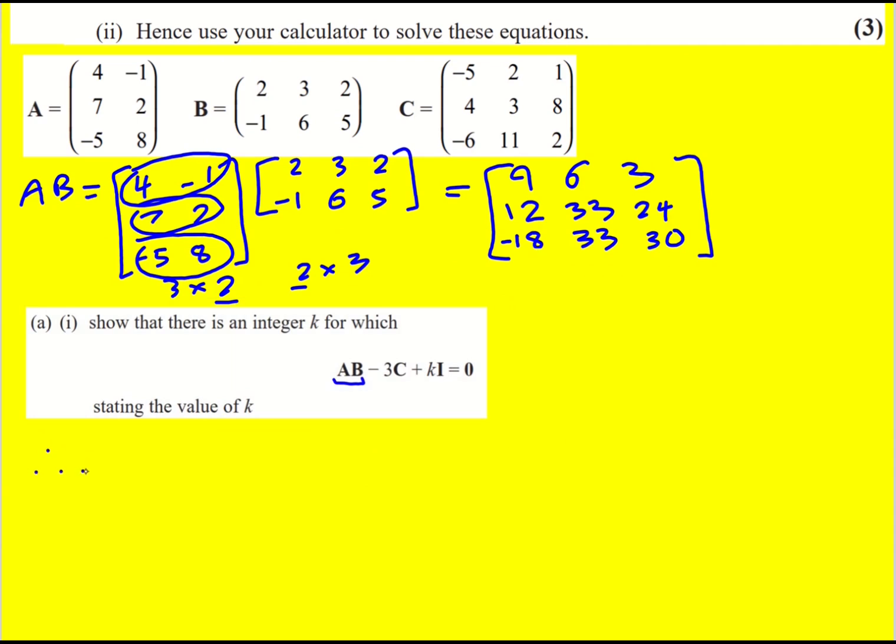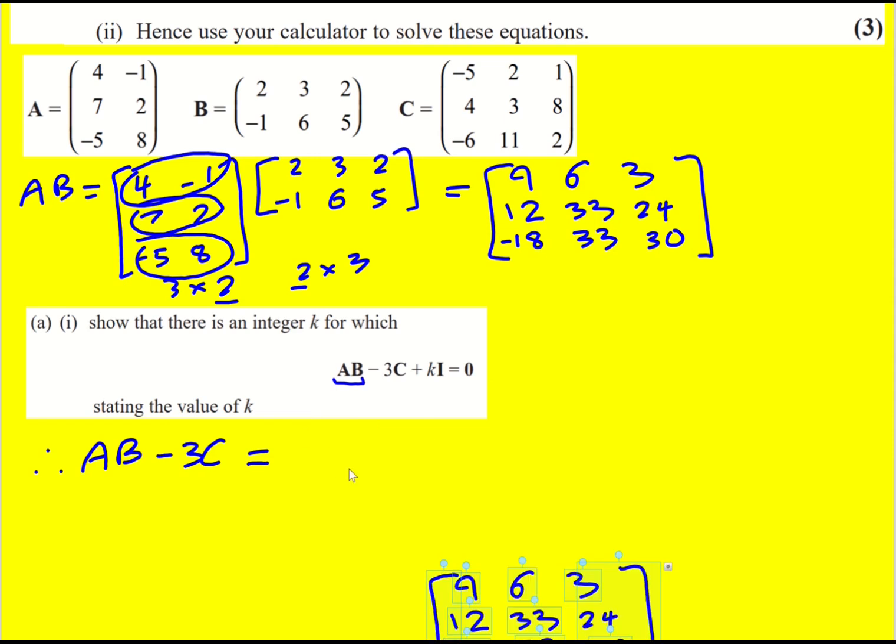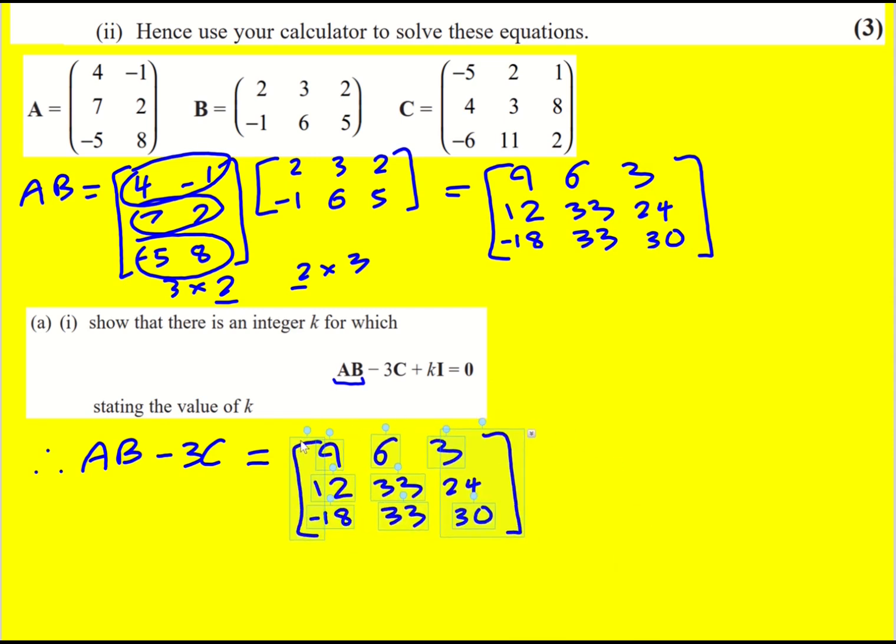So therefore, AB minus 3C, I'll leave the K for the moment, is going to be this. Oh, let me just copy it. And I'll be minusing 3 lots of C, so I just times each of the elements by 3.